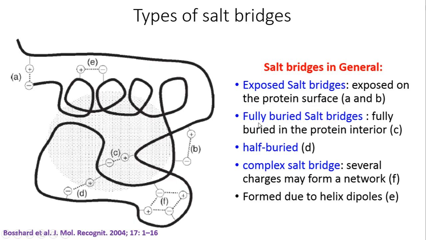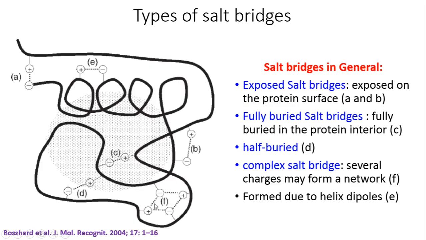Okay, then you can have a fully buried salt bridge, as you can see over here. Such a type of salt bridge is formed when both the positively charged and negatively charged side chains are buried deeply inside your protein. You can have half buried salt bridges, okay, as in this case. One of the residues is on the surface while another one is in the core.